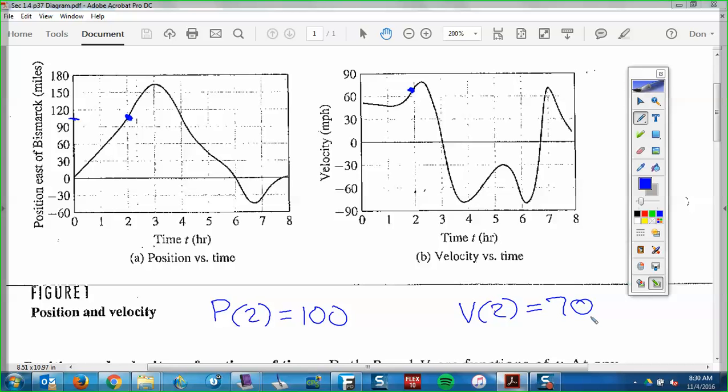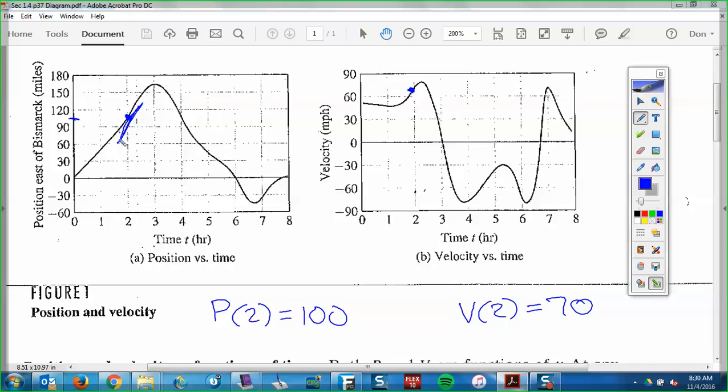Now, this alone, do we know if the car is east or west of Bismarck? No, we just know it's going in an eastward direction. Now, you put those two together, and then, yes, you know that the car is 100 miles east of Bismarck, and it's moving in an eastward direction at that velocity. Now, we could tell that because, again, this is positive.